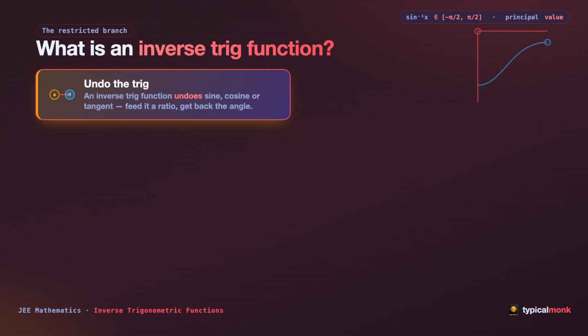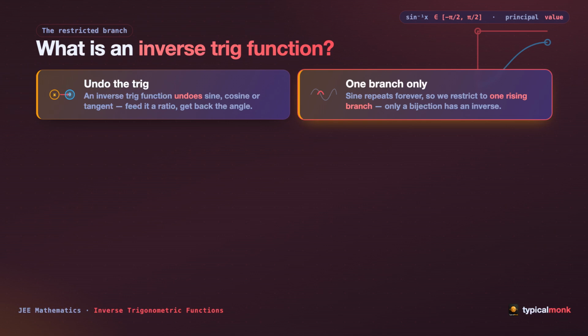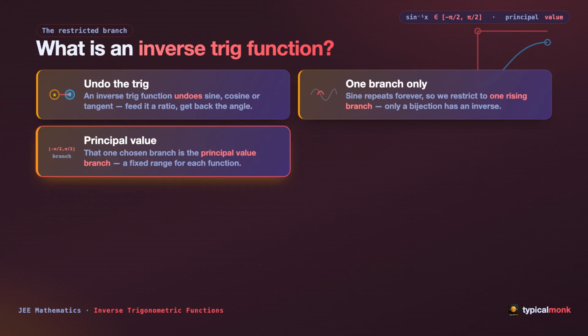Let us start with the raw idea. An inverse trig function undoes the trig machine: feed it a ratio, and it hands back the angle whose sine, or cosine, or tangent produced that ratio. But sine repeats forever, so many angles share the same ratio, and a function must give exactly one output. David remembers this rule from the very first class, that only a bijection has an inverse, so we restrict sine to a single rising branch. That one chosen branch has a name, the principal value branch, and it is the range every inverse trig function is forced to live inside.